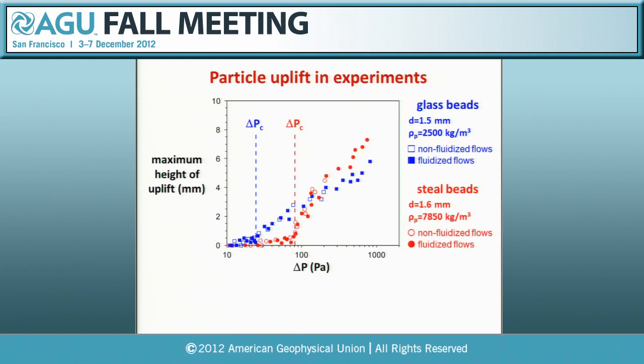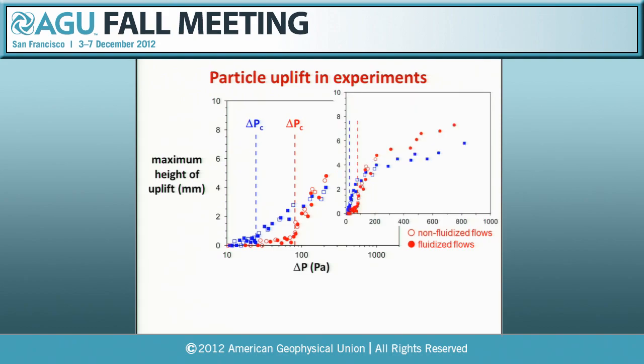These are the data for a substrate of dense steel beads having a diameter about equal to that of the glass beads. And in that case, we observe that there is almost no uplift below the critical pressure gradient, as particles are dragged horizontally. But onset of uplift occurs approximately at the critical pressure gradient. These are the same data, but with a linear scale for the pressure gradient, showing that the height of uplift increases rapidly just above the critical pressure gradient, but then it increases at a much slower rate.